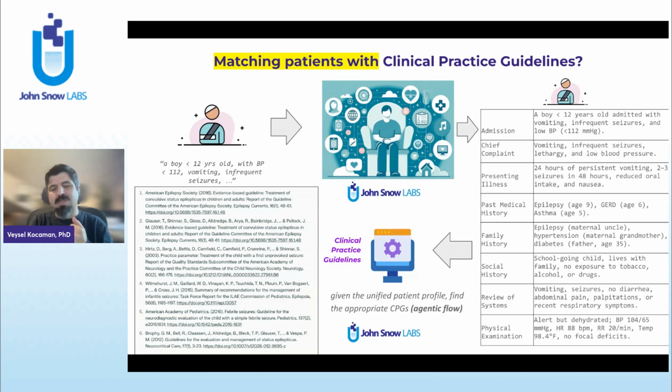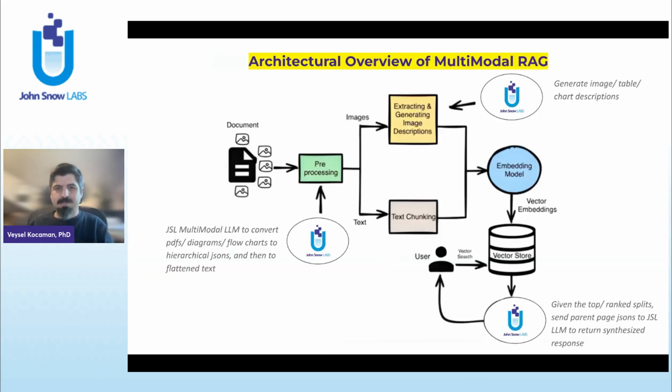We have a multimodal CPG RAG flow. We call it multimodal CPG retrieval augmented generation flow, which now downgrades the entire problem into 6 different CPGs. Now the rest of the flow will be handled by embeddings and LLMs and some post-processing. So here's the architectural overview of the flow that I'm talking about.